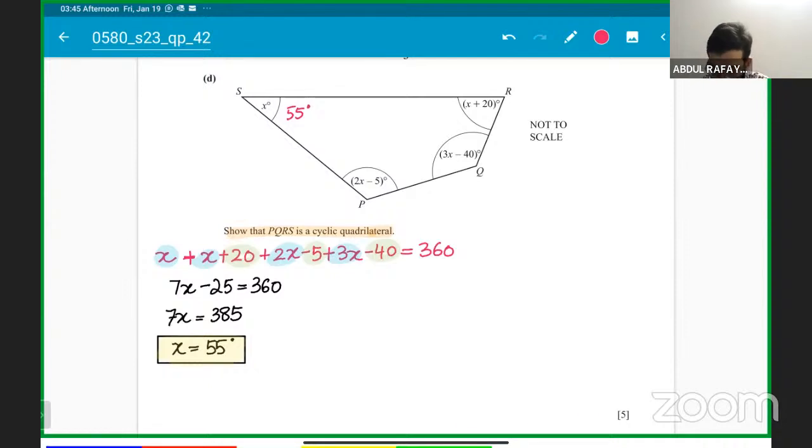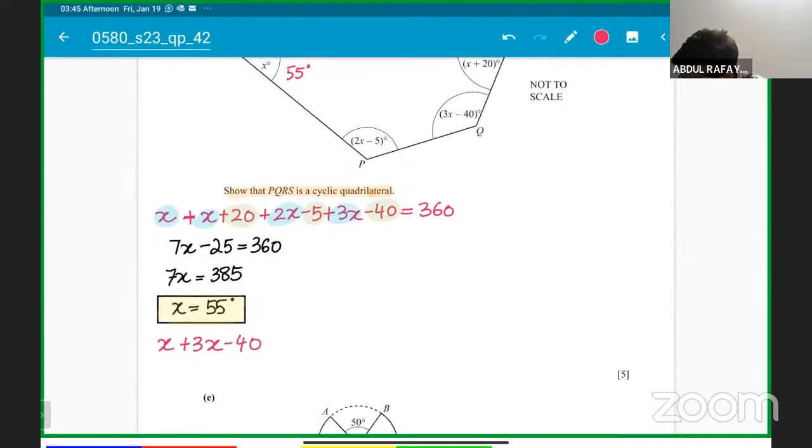Once we got 55, now we will add the alternate angles to show that these are matching. So it will be x plus 3x minus 40, and that should be equal to 180. You just plug in the value: x plus 3x is 4x, minus 40, is equal to 180. So 4 times 55 minus 40 should be equal to 180 degrees.